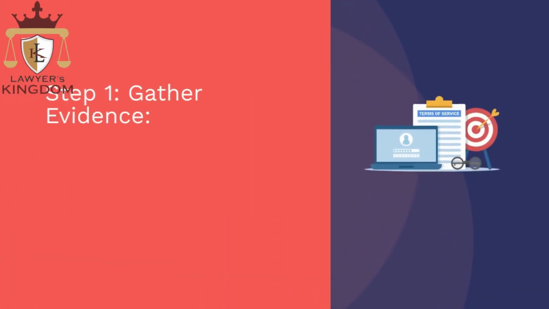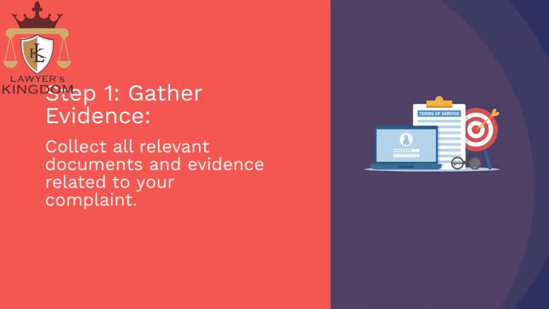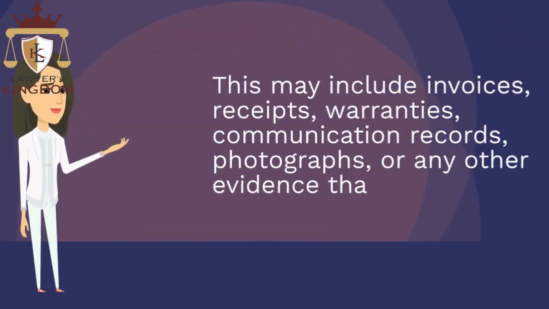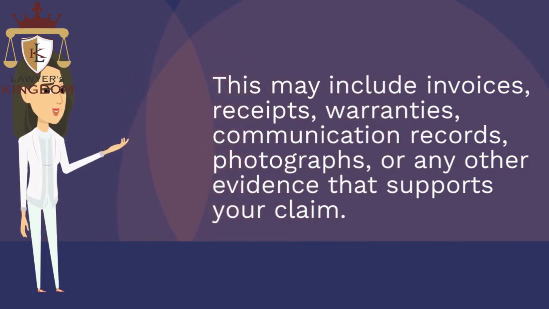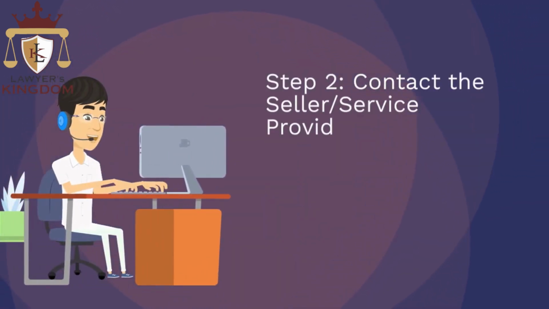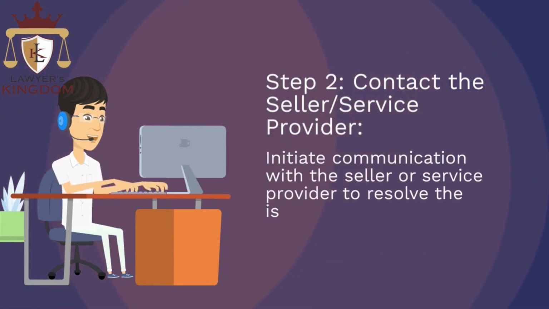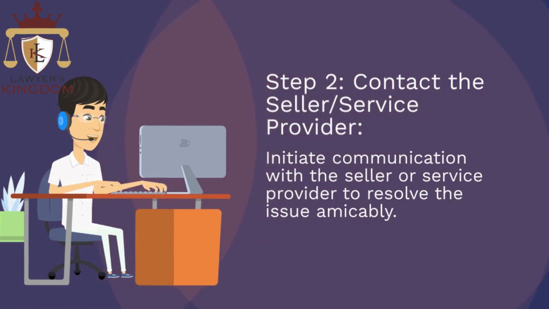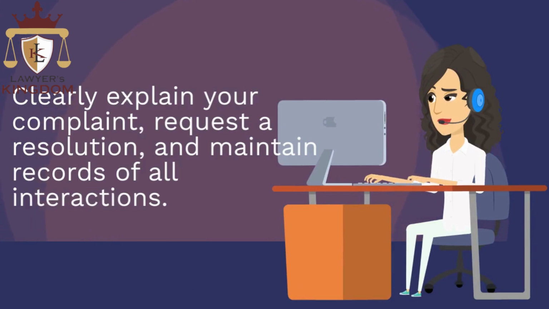Step 1. Gather evidence. Collect all relevant documents and evidence related to your complaint. This may include invoices, receipts, warranties, communication records, photographs, or any other evidence that supports your claim. Step 2. Contact the seller/service provider. Initiate communication with the seller or service provider to resolve the issue amicably. Clearly explain your complaint, request a resolution, and maintain records of all interactions.